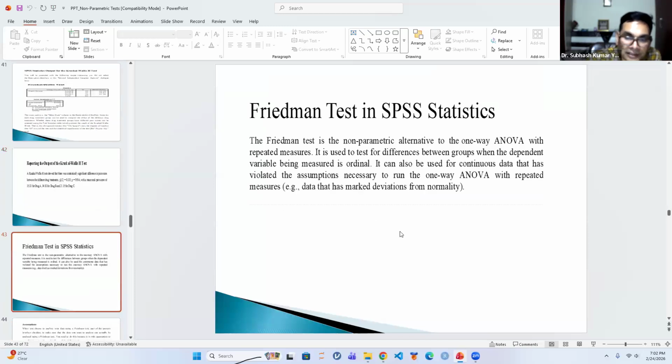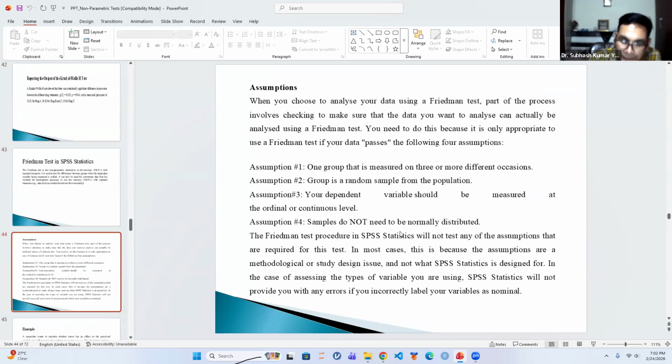Reporting is the same, on the basis of the p-value. Now if we go to the Friedman test in SPSS, this is the alternative to the repeated measure ANOVA. This is the extension of the Wilcoxon signed rank test, as the repeated measure ANOVA was the extension of the paired t-test. Here we are not only taking the observation on the same group twice, we are taking the observation on the same group more than twice.